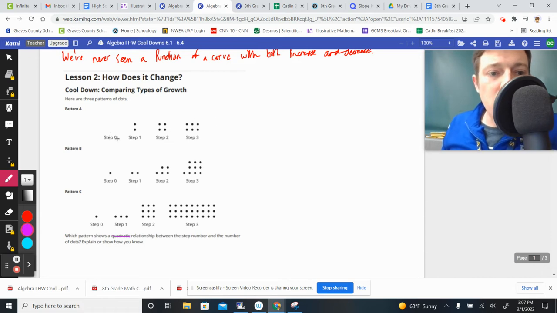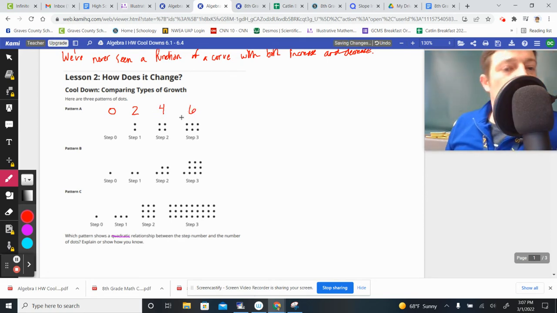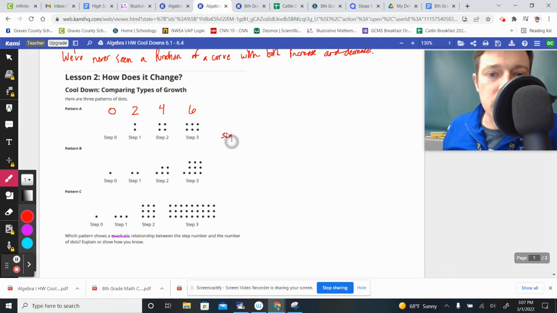What I like to do in these patterns, since we're just looking at dot growth, is put over top of them how many dots there are. In step 0 of the first pattern, there are no dots, so 0. This one has 2 dots, then 4 dots, then 6 dots, right? So the first pattern is pretty basic. We've seen this type of growth before. If we were to continue, we'd tack on another 2 dots, and step 4 would have 8 dots on it, right?